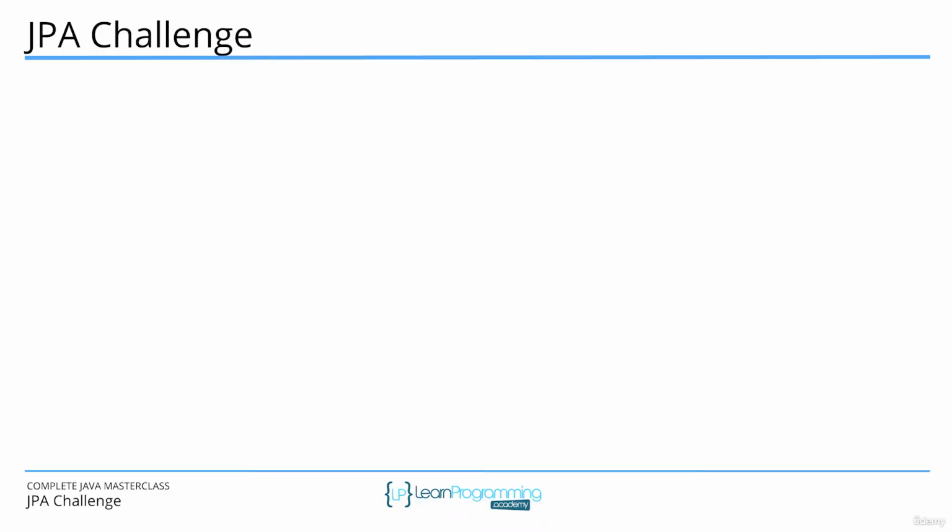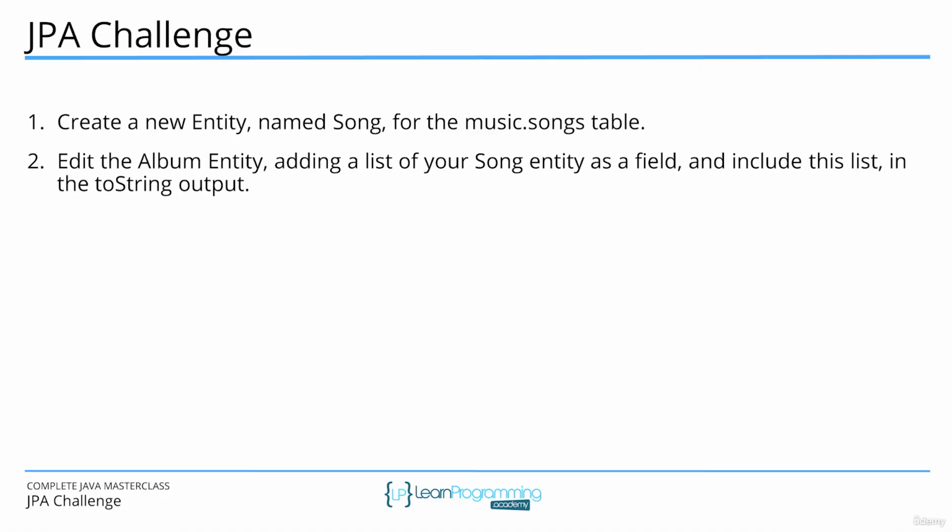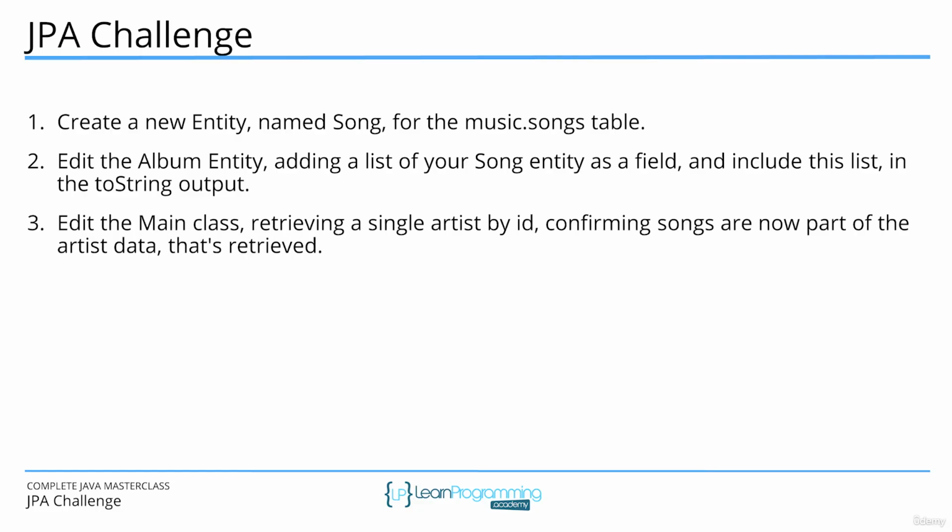The summary of steps you'll need to take are listed on this slide. I'll review these in more detail shortly. First, create a new entity named Song for the Music Songs Table. Next, edit the album entity, adding a list of your song entity as a field with appropriate annotations, and include this list in the toString output. You'll next edit the main class, retrieving a single artist by ID, confirming songs are now part of the artist's data that's retrieved.